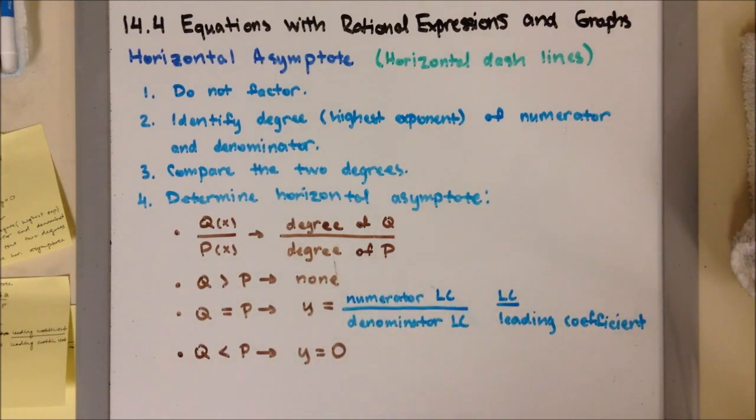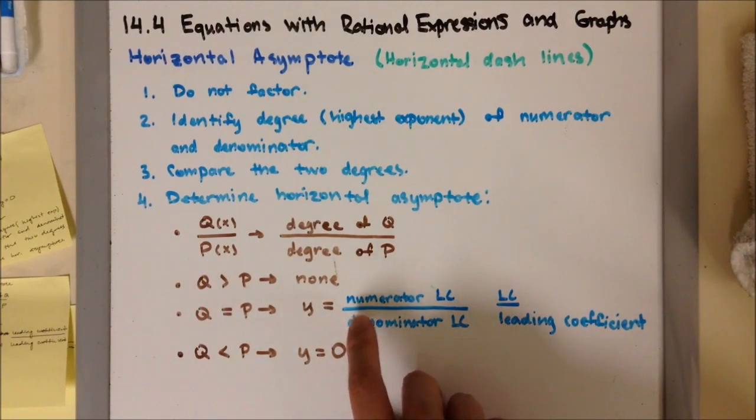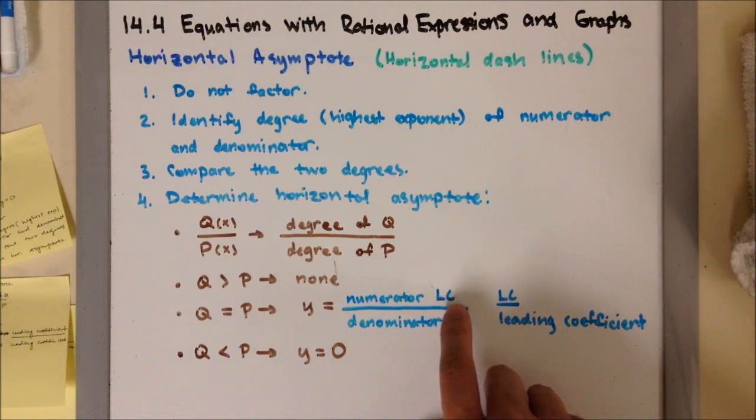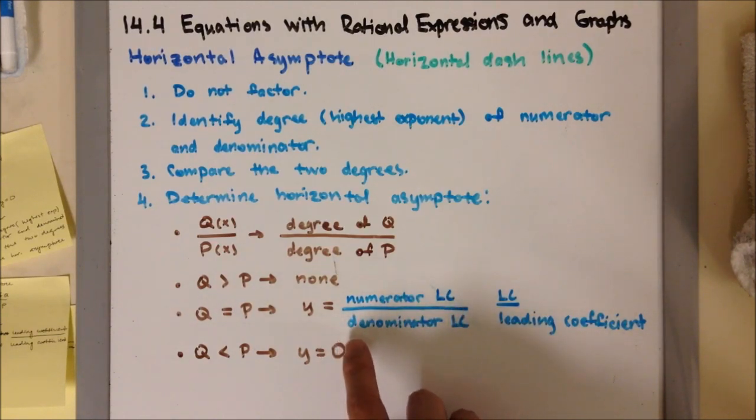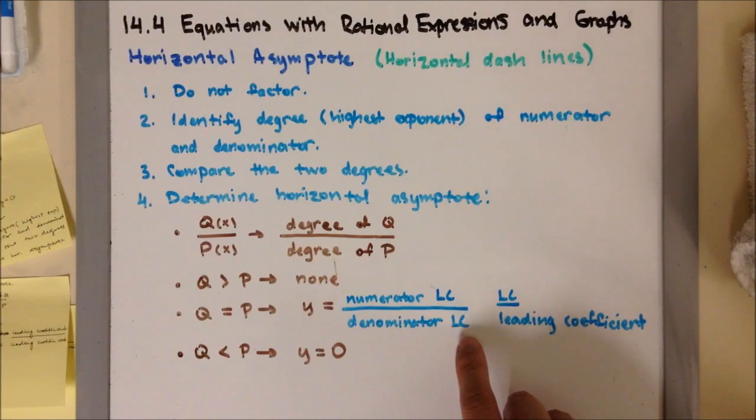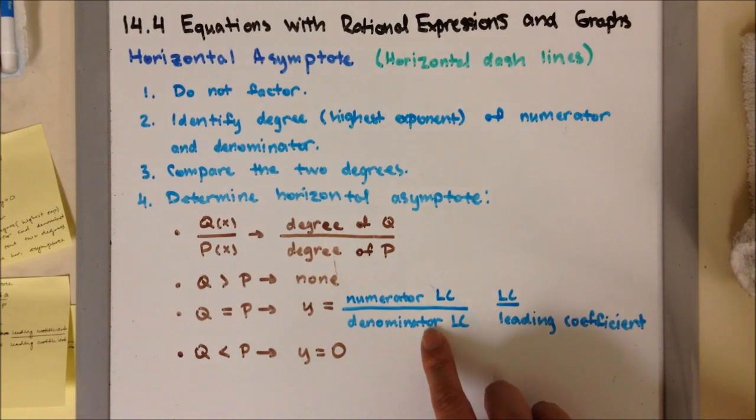Next is if the degree of the numerator is the same as the degree of the denominator, then to determine your horizontal asymptote, you're going to do the numerator leading coefficient, LC, divided by the denominator leading coefficient, LC. What I would usually do is just leave it as a fraction. If it asks you to convert into a decimal, then do so. If not, then just leave it as a fraction.